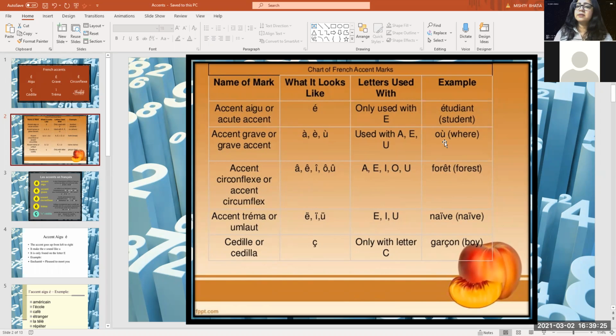An example is où. So U, O, U. This is just one example. We will do more examples.